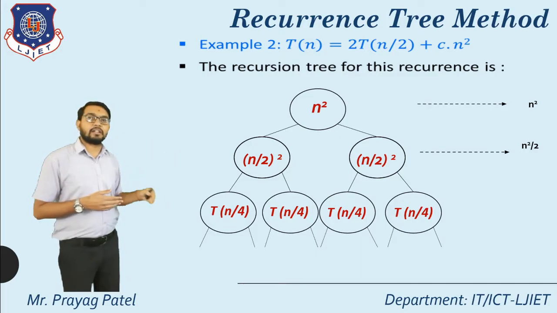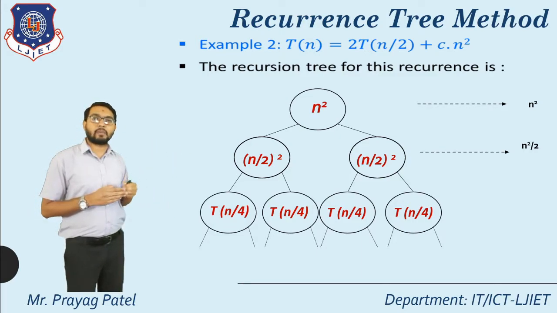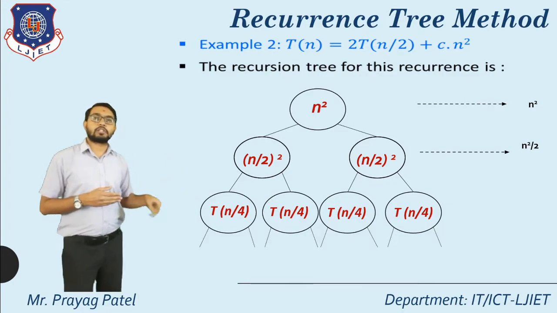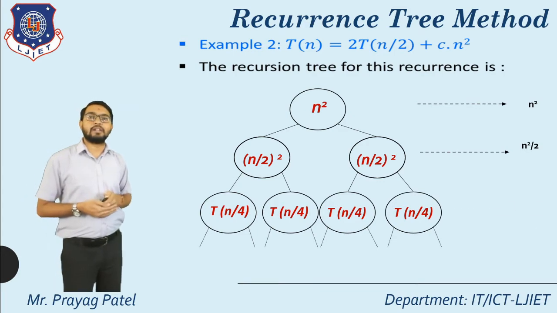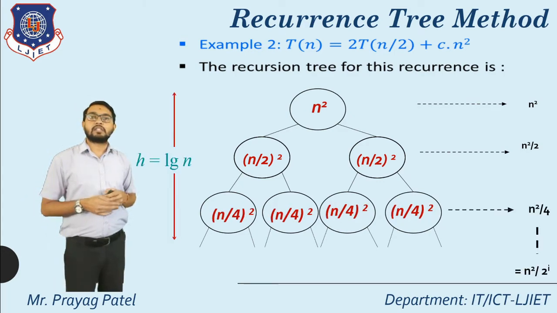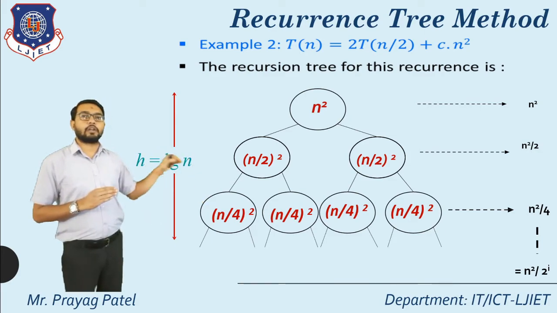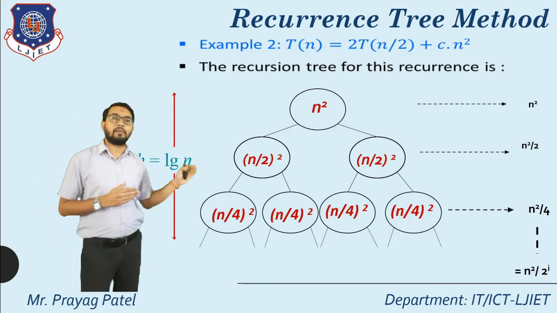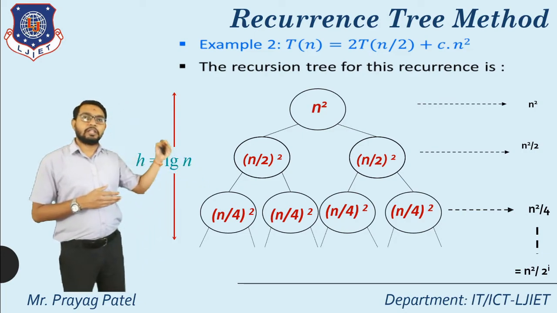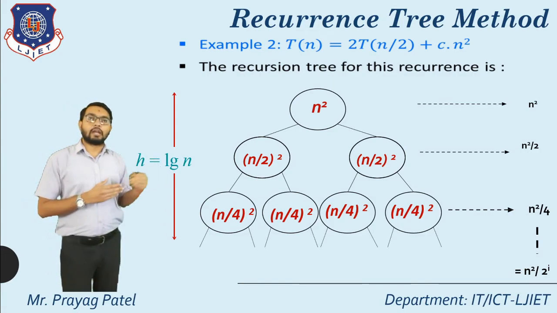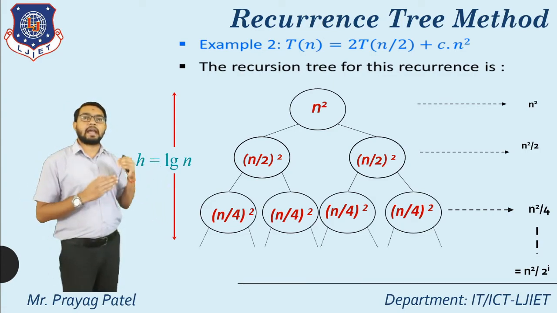For the next level, consider the nodes as T of n by 4, T of n by 4 times. Now for the cost of the T of n by 4 node, consider the cost as (n/4) squared, and (n/4) squared like this for all the nodes. Now the total cost for this level is n square divided by 4. Now this process will be repeated for i levels. So the last level cost is n square divided by 2 raised to i.